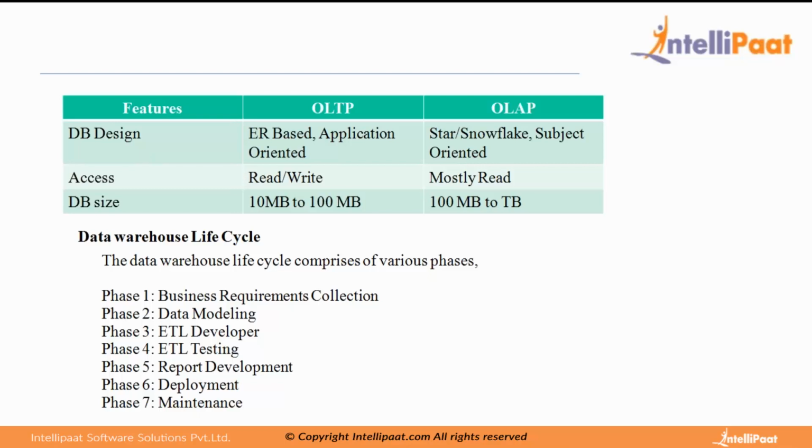Access: the OLTP system is your daily transaction system, so read, write, all operations can be done there. The OLAP system is used for analysis, and it will mostly support only read operations. Database size will be more for the OLAP system. Obviously, it's huge. It's going to store history, and summarized data is going to be there. So the size would be huge.